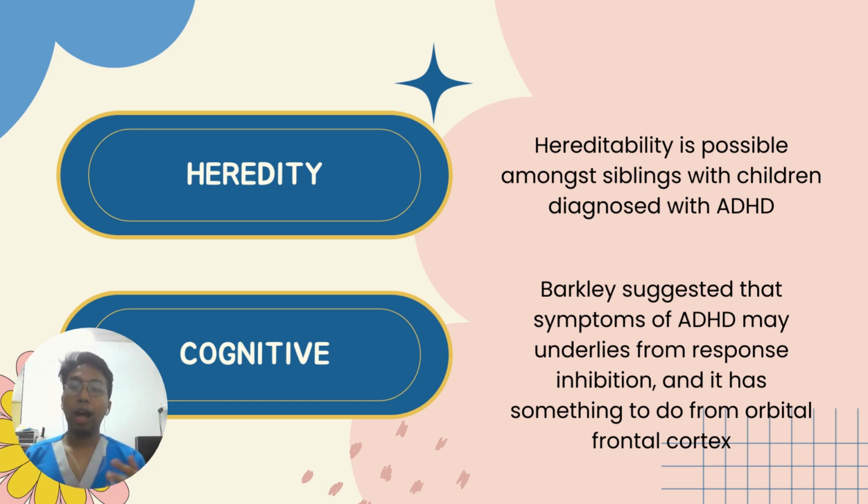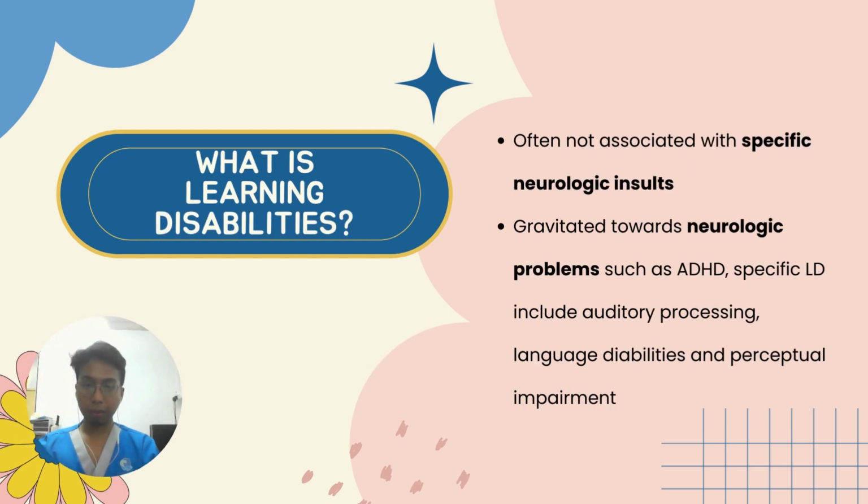And cognitive, more towards cognitive impairment, where Barkley suggested that symptoms of ADHD may underlie from response inhibition, or we can say that the root of the problem comes from response inhibition, that it has something to do with the orbital frontal cortex and how it works towards response. And this is how it explains the existence of ADHD.